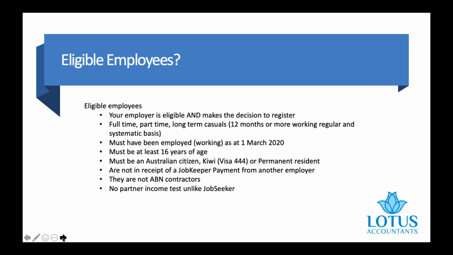And an eligible employee is not an ABN contractor of a company. So say if you've got a larger company that you are contracting to, you supply them with an ABN invoice, they are not an eligible employee. It's different than rules around payroll tax and workers' compensation. This is for pay-as-you-go withholding. There's no partner income test, unlike JobSeeker.